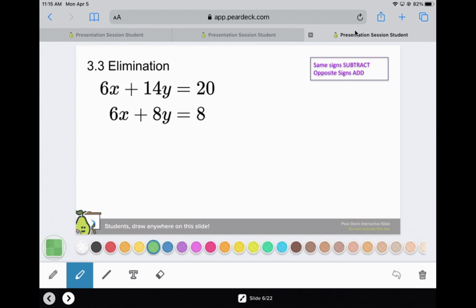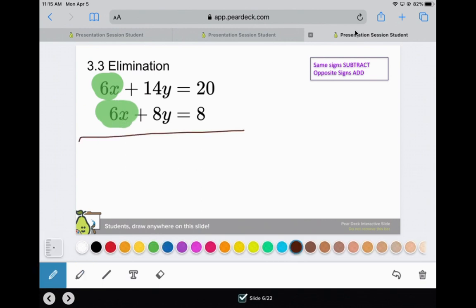So what I'm seeing right here is the x, they both have 6. So that's the one that I want to cancel out, okay? And here I give you a hint. If they have the same sign, I will subtract. If it's the opposite, I will add. What do I mean by that?